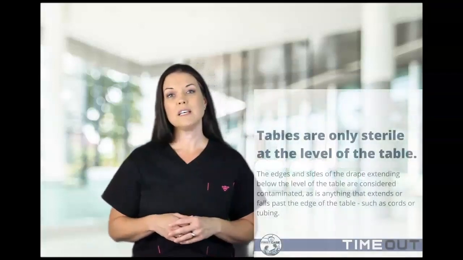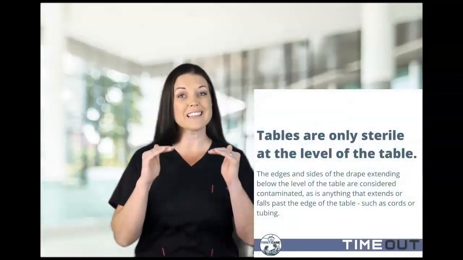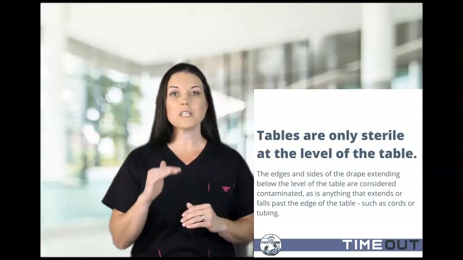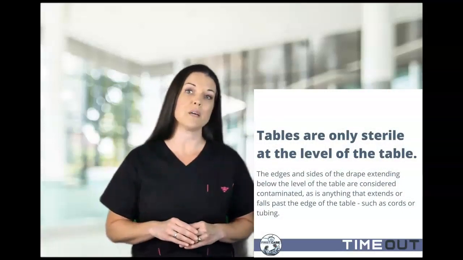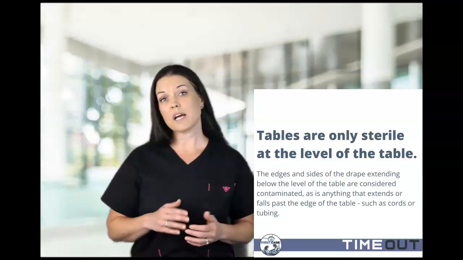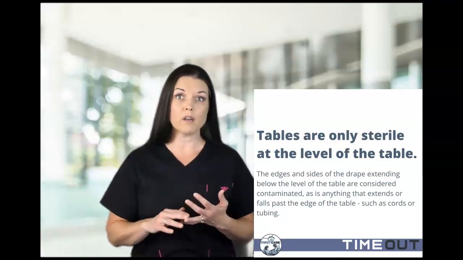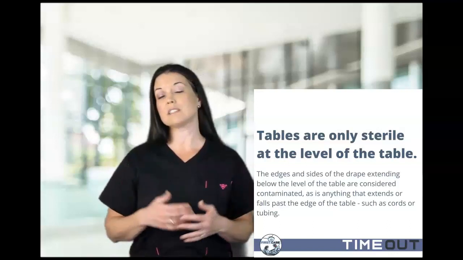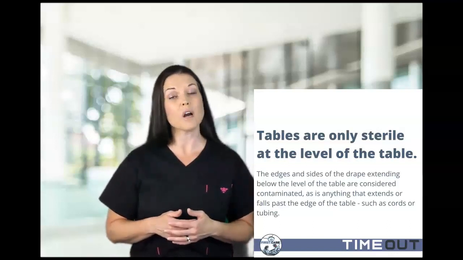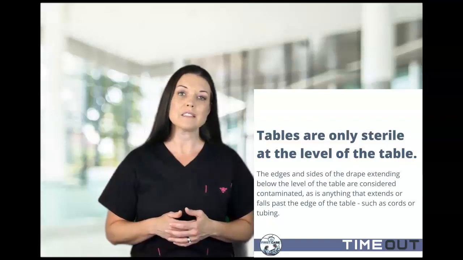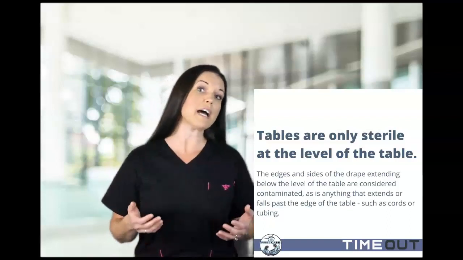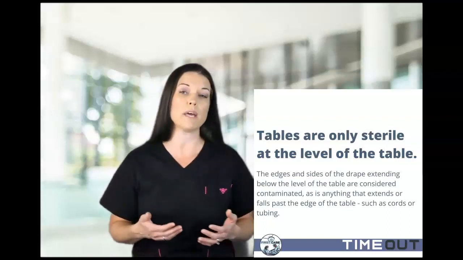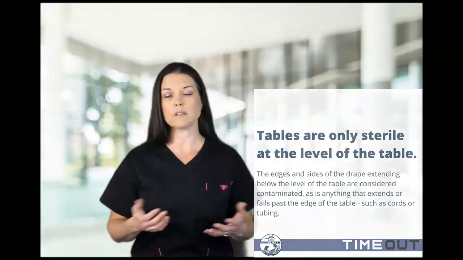Number three, tables are only sterile at the level of the table. Only the top of a sterile draped table is considered sterile. This applies to the back table, the OR bed, or anything else that is draped. The edges and sides of the drape extending below the level of the table are considered contaminated, as is anything that falls or extends past the edge of the table or the OR bed, like cords or tubing.